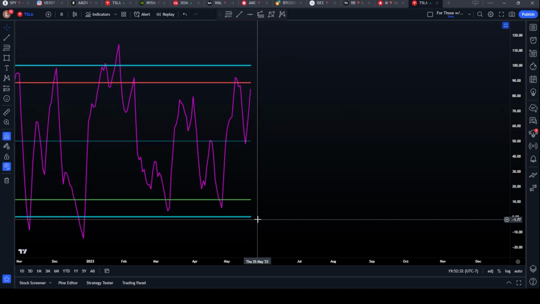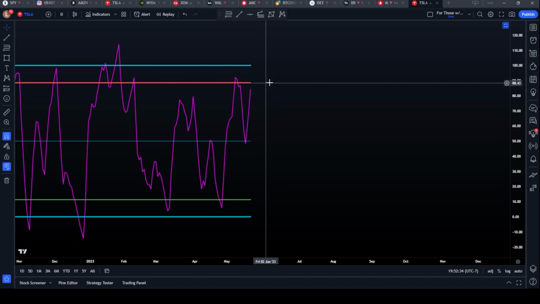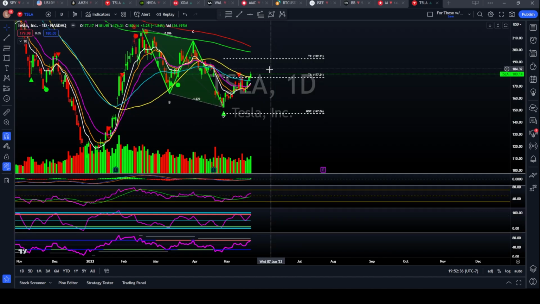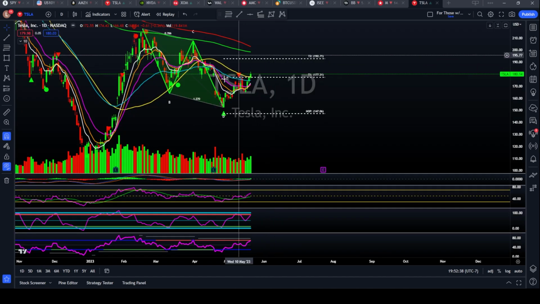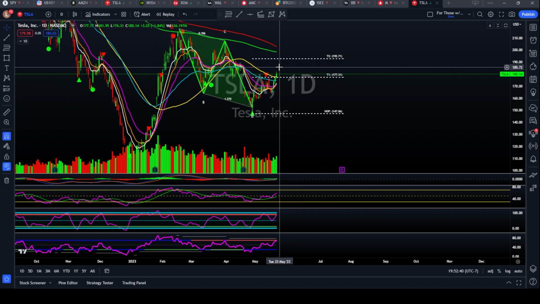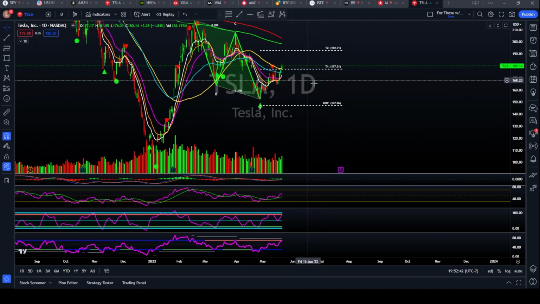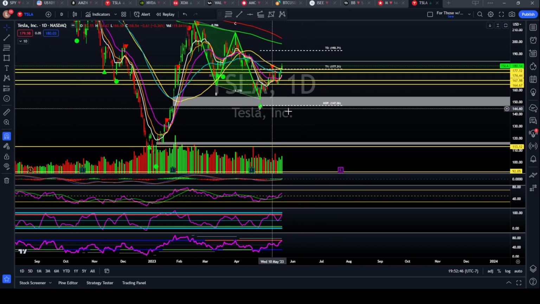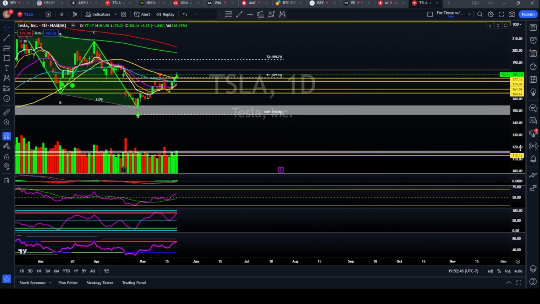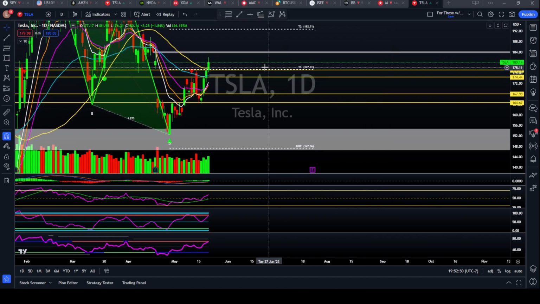The RSI still has more room to go to those overbought zones, which in my opinion could take it to that 192.71 target. So if you fail to close above target 1 at 177, if you fail to close above or stay above 177, the next target I'd be looking at is 174, and then losing 174, you come back to 168.